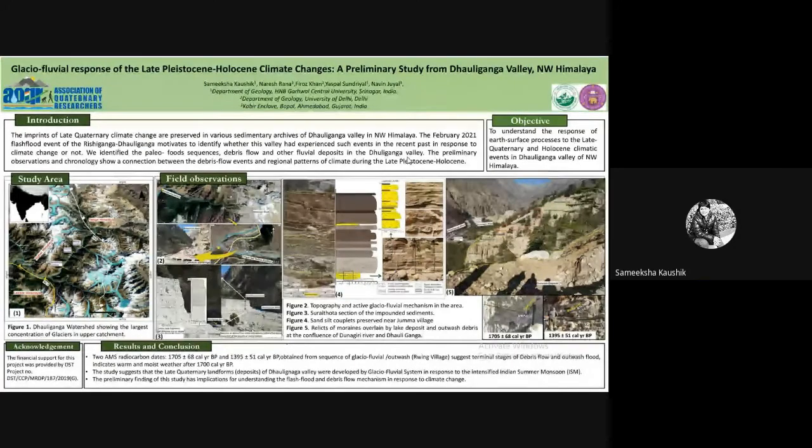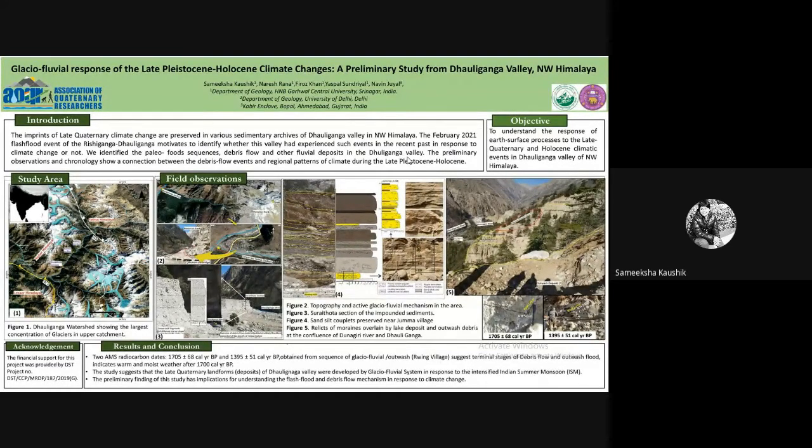Hello, good afternoon everyone. Here I am presenting the preliminary study from Dhauliganga Valley, Northwest Himalaya, in which we are trying to understand the glaciofluvial landform response to the late Quaternary, late Pleistocene-Holocene climate changes.